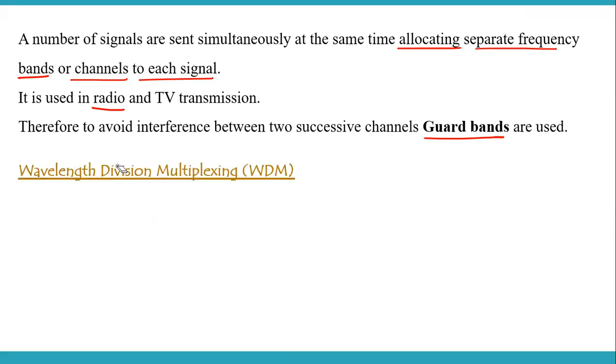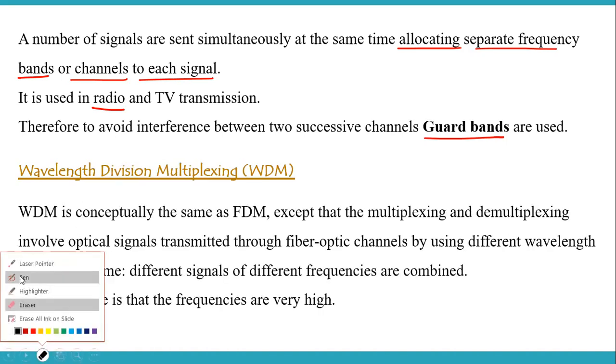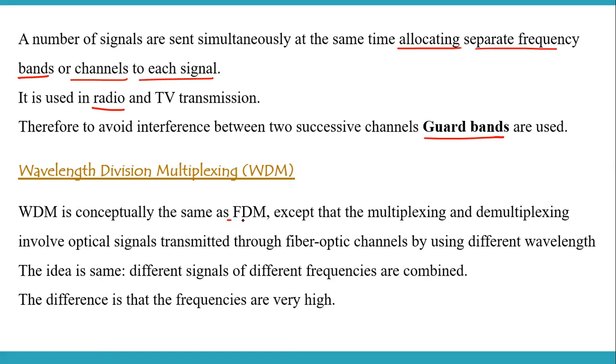Next we have wavelength division multiplexing. So wavelength division multiplexing concept is same as FDM, but क्या फर्क होता है यहाँ पे? That multiplexing and demultiplexing जो है यहाँ पे, it involves optical signals transmitted through fiber optic channels by using different wavelength. ठीक है? क्या आइडिया यहाँ पे क्या है? आइडिया is that different signals of different frequencies are combined, but the difference is that these frequencies are very high as compared to frequency division multiplexing.